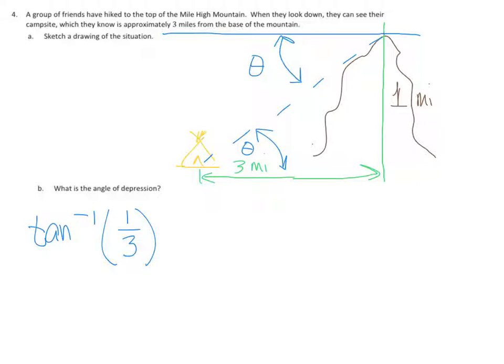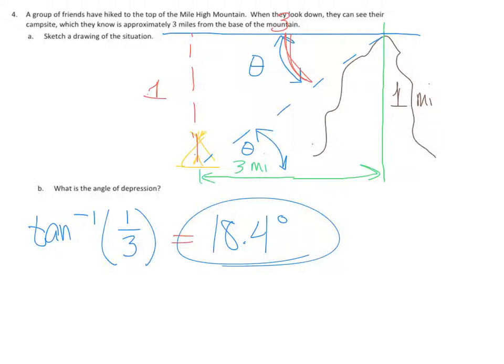Oh, wait a minute. Let me draw something. I think I might be wrong in my 3 over 1. This is also 1. So this theta, tangent is going to be opposite over adjacent. Nope, I'm good, 1 over 3. About 18.4 degrees. That was sort of fun. The drawing really helps though, doesn't it? Especially the color coding, the sky, the grass, the campsite.